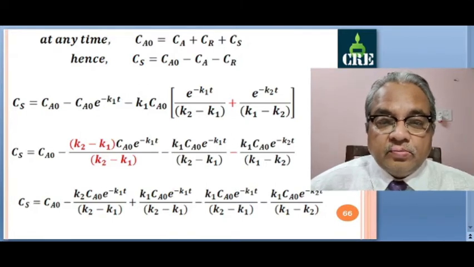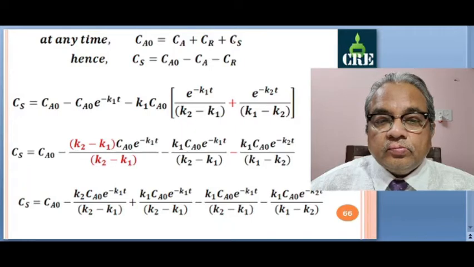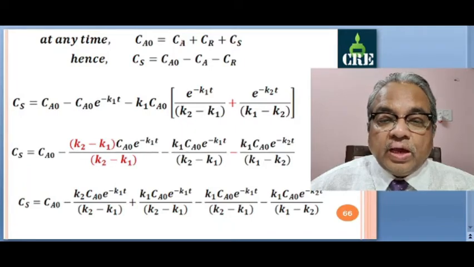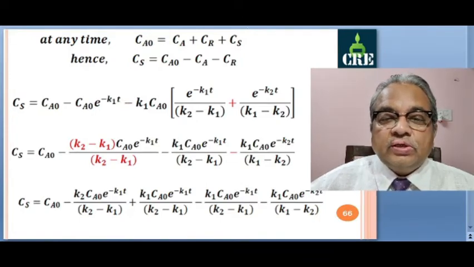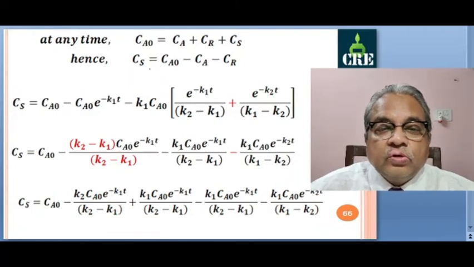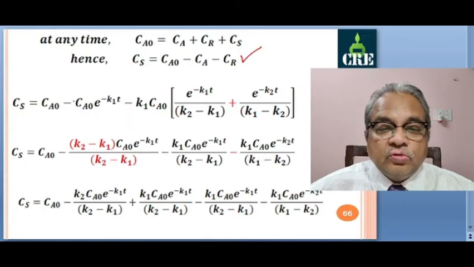Now at any time during the reaction, CA0 will be CA plus CR plus CS. So if we add at any point of time all these concentrations, the value will be equal to the initial concentration. So you start with CA equal to CA0, CR0 is 0 and CS0 is also 0. So we can write CS as CA0 minus CA minus CR. Okay. So if I want to write the expression for CS, I can write it as CA0. We know CA is equal to CA0 into e raised to minus K1t.